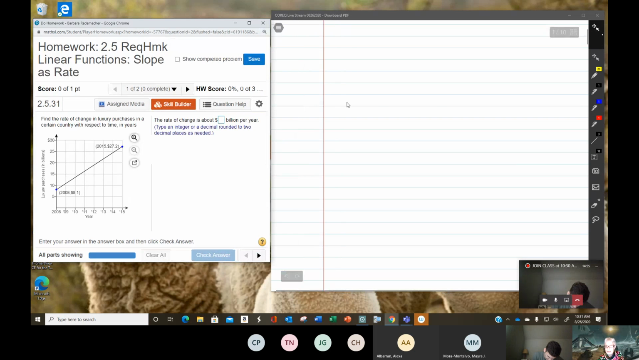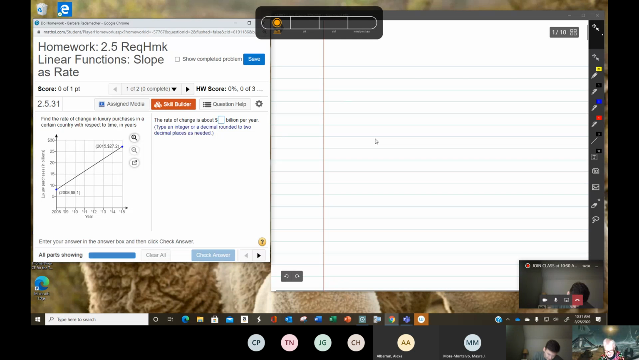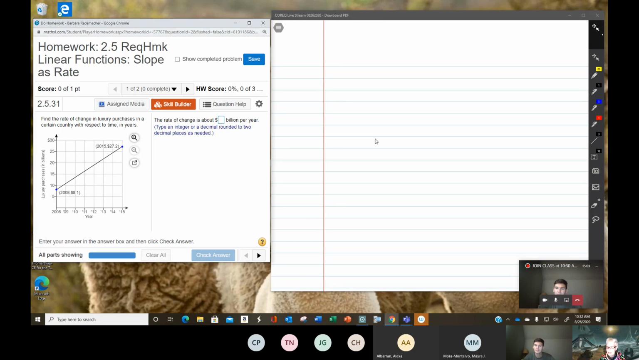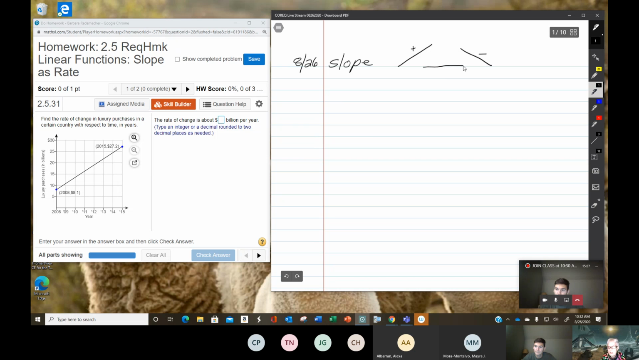Okay, now, starting right at the beginning. Yesterday we talked about slope. Oh, and I'm going to put today's date on here. We talked about slope as the tilt of a line. So you've got a positive slope, a negative slope. Horizontal lines have a zero slope.